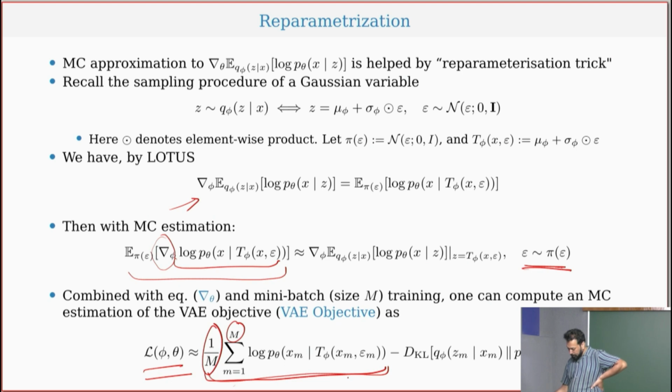For each epsilon you have a corresponding x m. You are sampling and then generating. In this case you have sampled m times and generated m of them. You have taken an average of that, and you do the same thing for the KL divergence here.